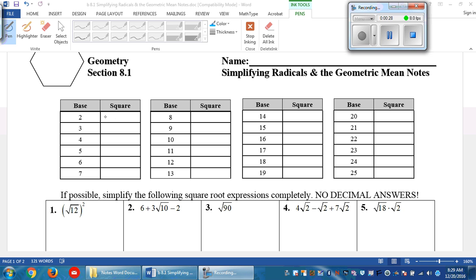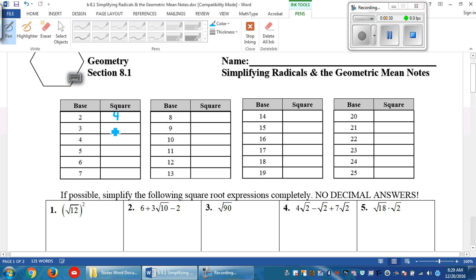So 2 times 2 is 4. 3 times 3, 9. 4 times 4, 16. 5 times 5, 25. 6 times 6, 36. 7 times 7, 49. 8 times 8, 64. 9 times 9, 81. 10 times 10, 100. 11 times 11, 121. 12 times 12, 144. 13 times 13, 169. 14 times 14, 196. 15 times 15, 225.